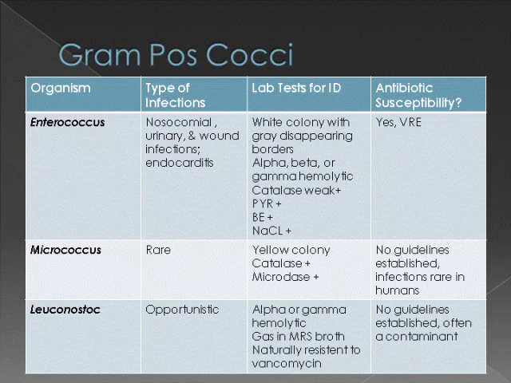Leuconostoc is an opportunistic type bacteria. It can be alpha or gamma hemolytic. It produces gas in an MRS broth. And the big thing to note about Leuconostoc is it is naturally resistant to vancomycin. This is a board question that might come up. So that's the big note about Leuconostoc, is it's naturally resistant to the vancomycin. And again, no guidelines have been established as far as antibiotic susceptibility because Leuconostoc is often considered a contaminant.